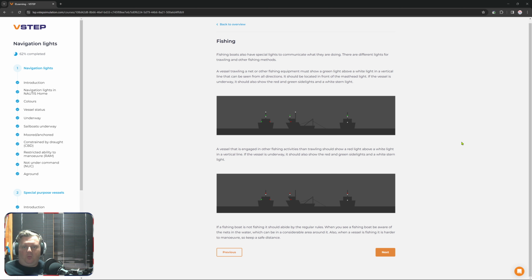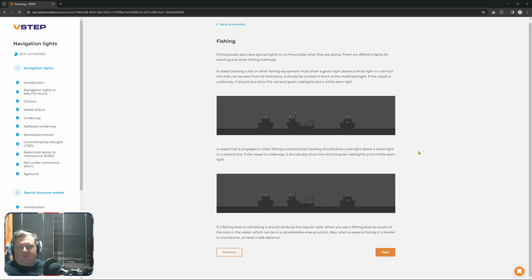Fishing boats have also special lights to communicate what they are doing. There are different lights for trawling and other fishing methods. A vessel trawling a net or other fishing equipment must show a green light above a white light in a vertical line that can be seen from all directions. It should be located in front of the masthead light. If the vessel is underway, it should also show the red and green side lights and white stern light.